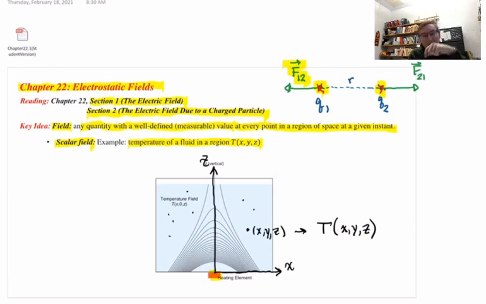And you've got to measure that temperature at all the points where the water is, which is a lot of points. And that whole set of all those temperature values, one value for each location in the water, is called a temperature field.